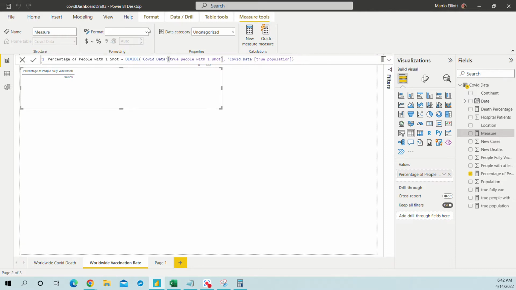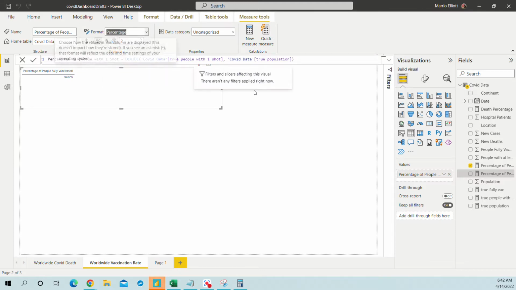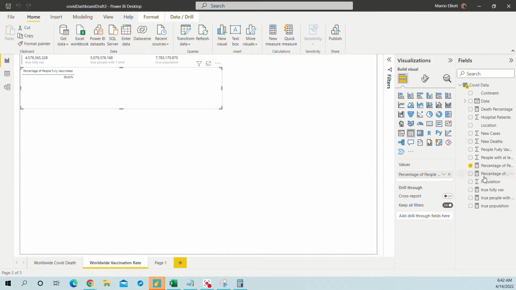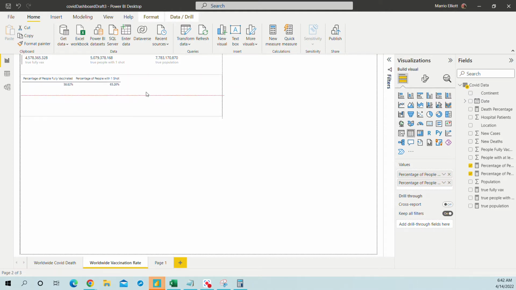Make sure you remember to format that again to a percentage, so we don't have to do the times 100, and hit enter, or click out of it, and then to see what it's looking like, let's click back in this visualization. Just go ahead and check mark it or drag it in, and yeah, we got 65% of the people with at least one shot in the world, and we got 58.2% people fully vaccinated.